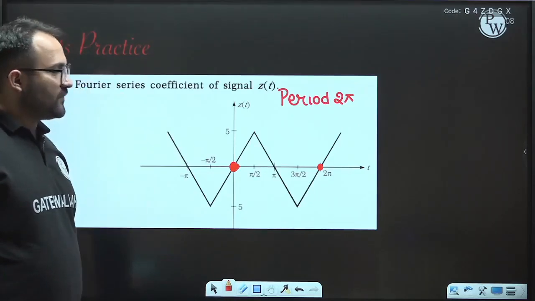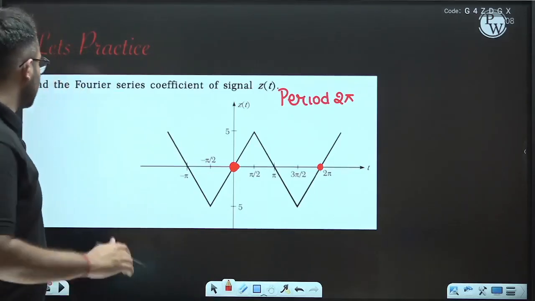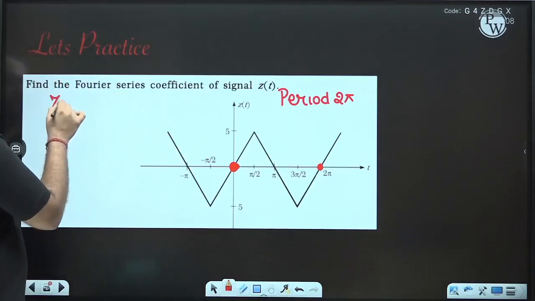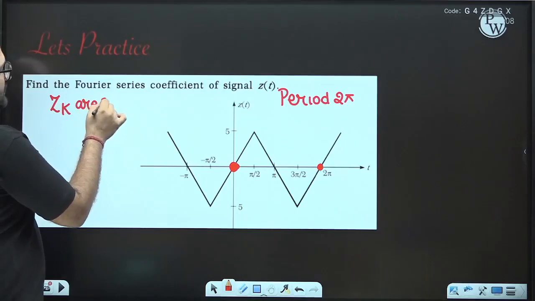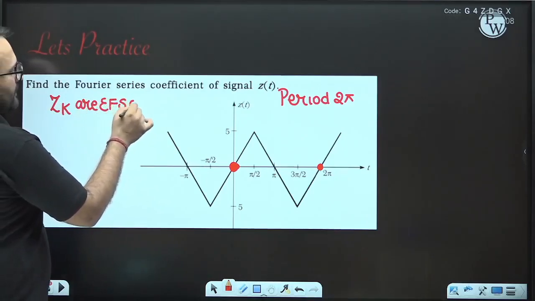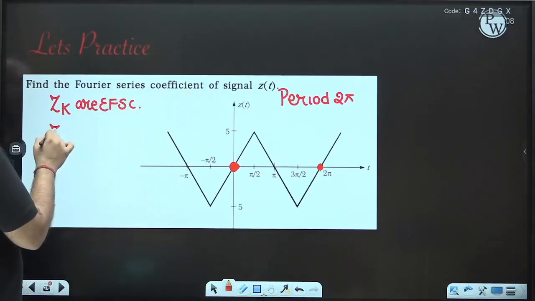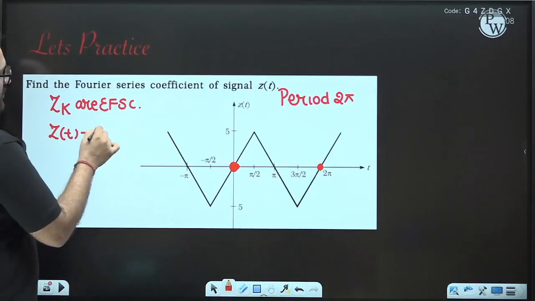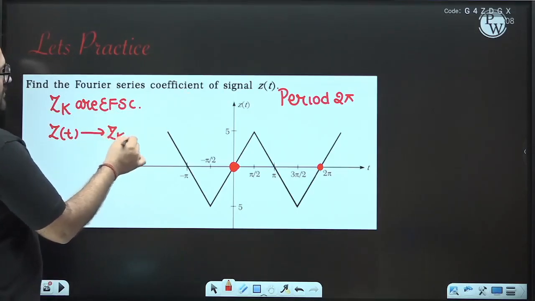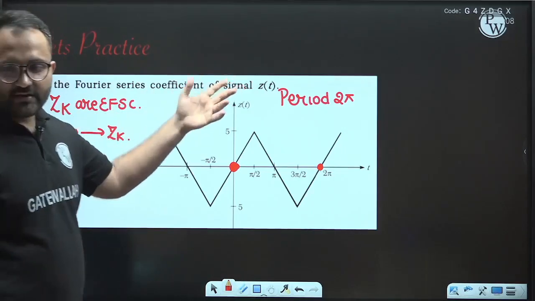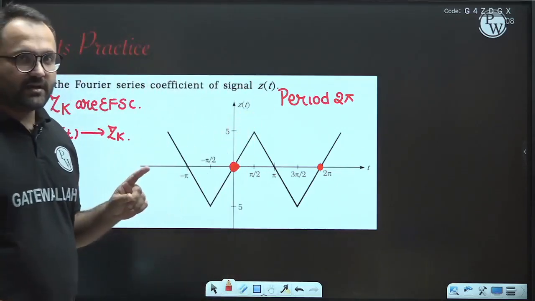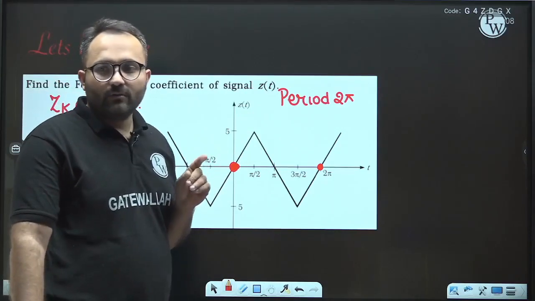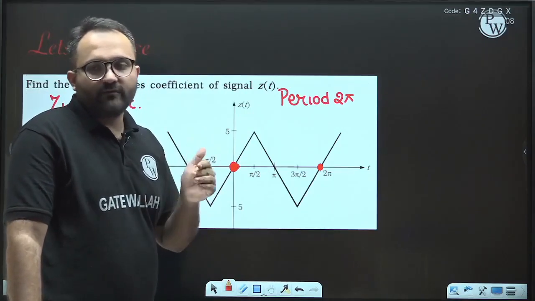So let's first of all differentiate it. Let us say that zk are the exponential Fourier series coefficients of this signal. So xt has the Fourier series coefficient zk. Now let me tell you one thing. Are we worried about z0? No, we are not worried about z0.